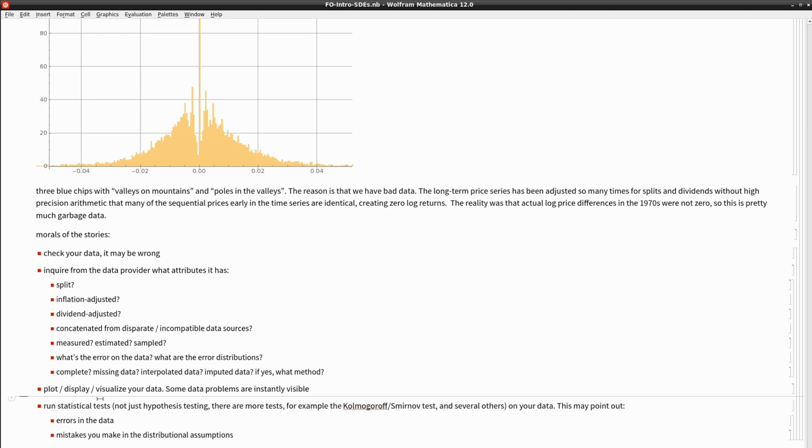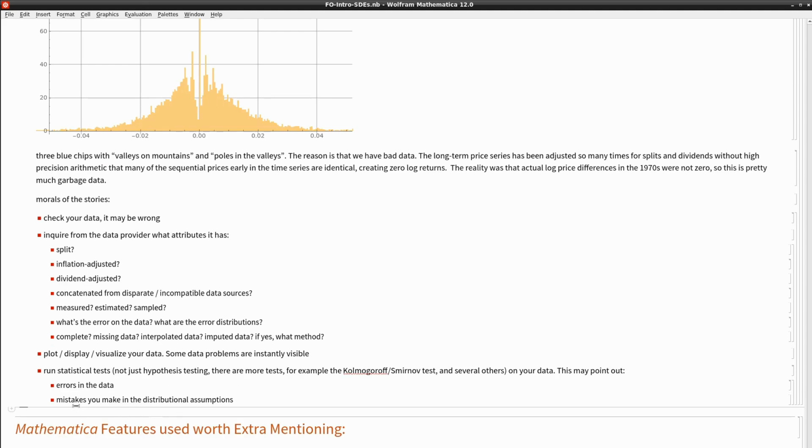Then you should run statistical tests, and not just the simple hypothesis testing that we did here. There are many more tests for statistical evaluation of the quality of a time series, for example the Kolmogorov-Smirnov test, and there are several others. This may point out errors that you may have in the data, and it may also point out mistakes you have in the distributional assumptions.